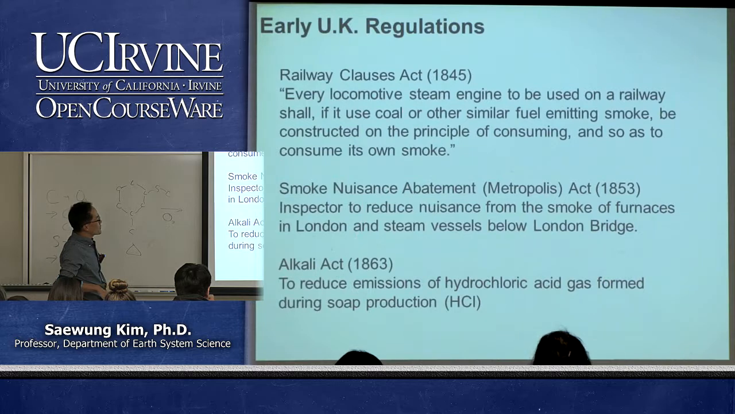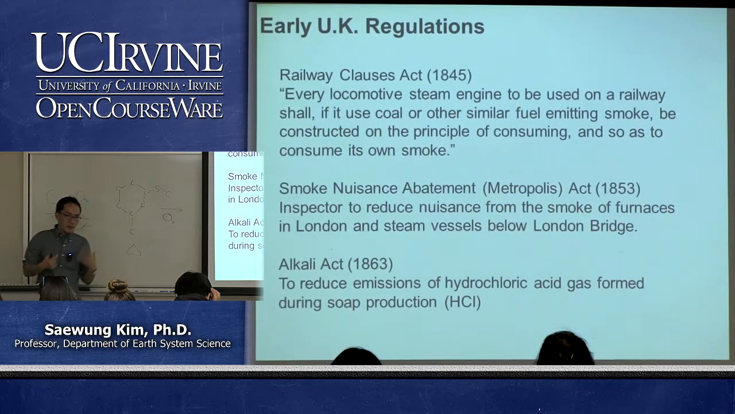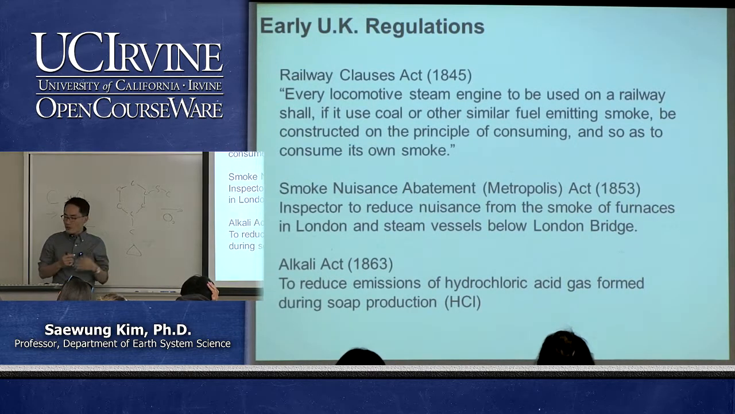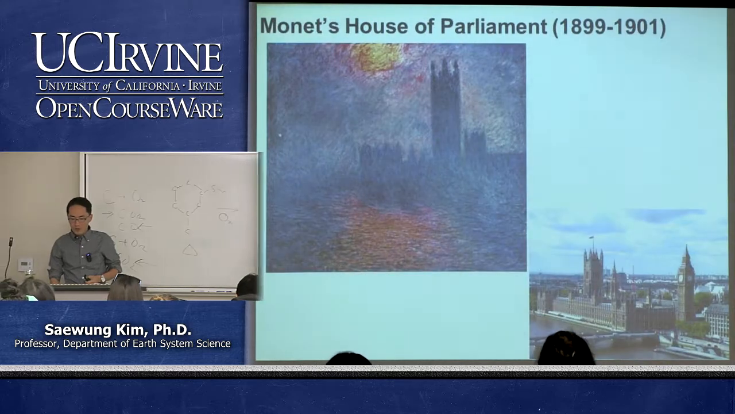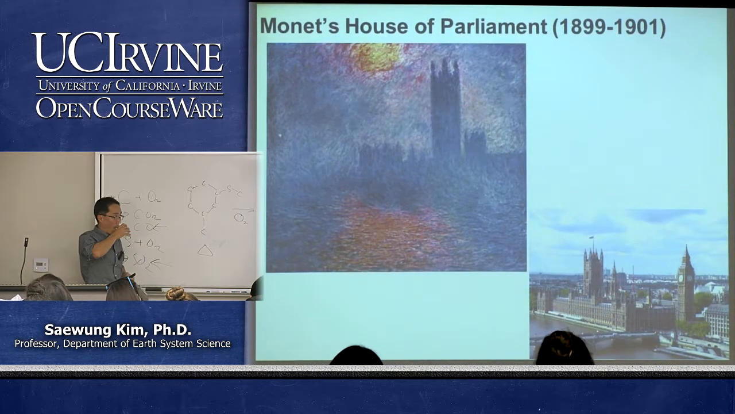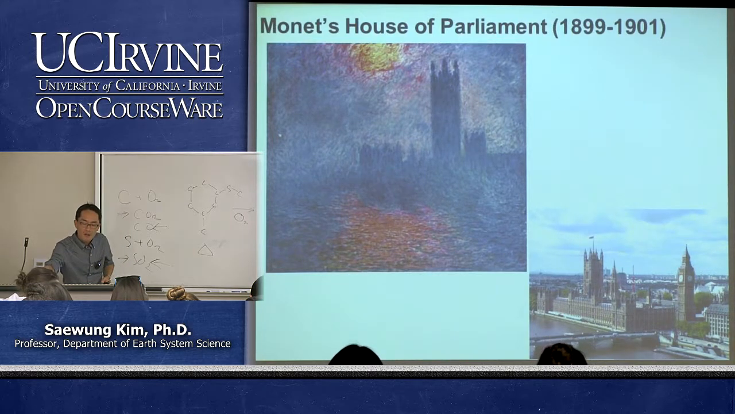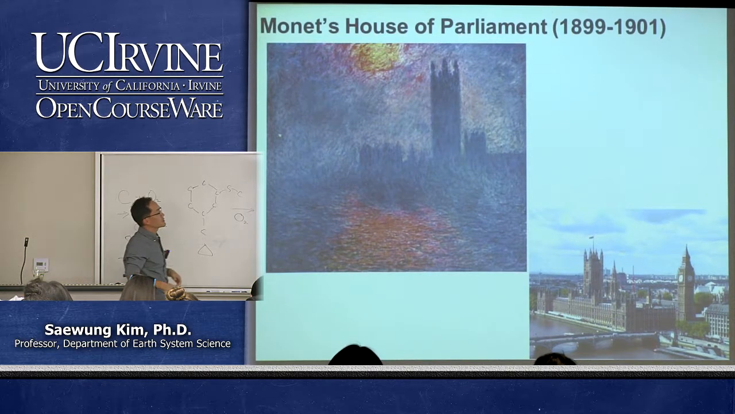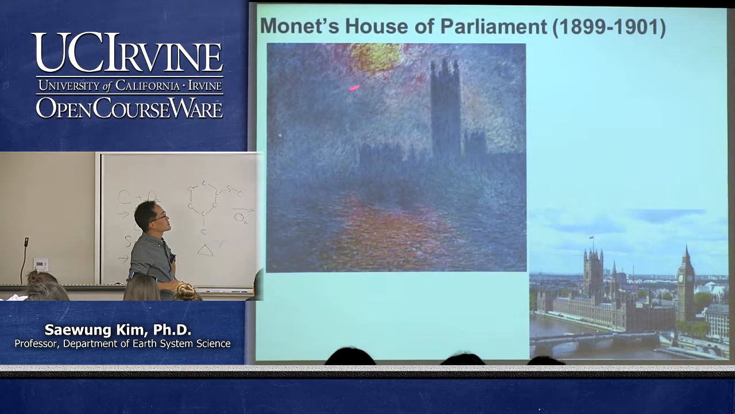There's no other way to make that kind of efficient transport other than using the steam engine. A number of different laws came along in the 1800s, but they basically all failed because there was no alternative. There's the UK, and you can actually see the smog in the artwork. This is Monet's portrait of London in the UK. It's very, very hazy.